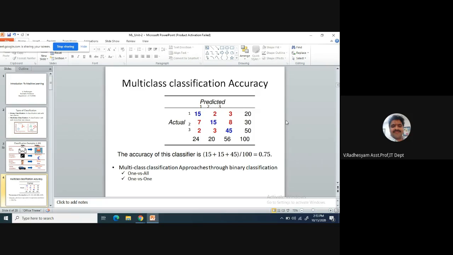Likewise, 2 is recognized as 1: 7 cases. 2 is recognized as 2: 15 cases. That means 2 recognized as 2 should be more. Similarly, 3 is recognized as 3: 45 cases. Likewise it is there.